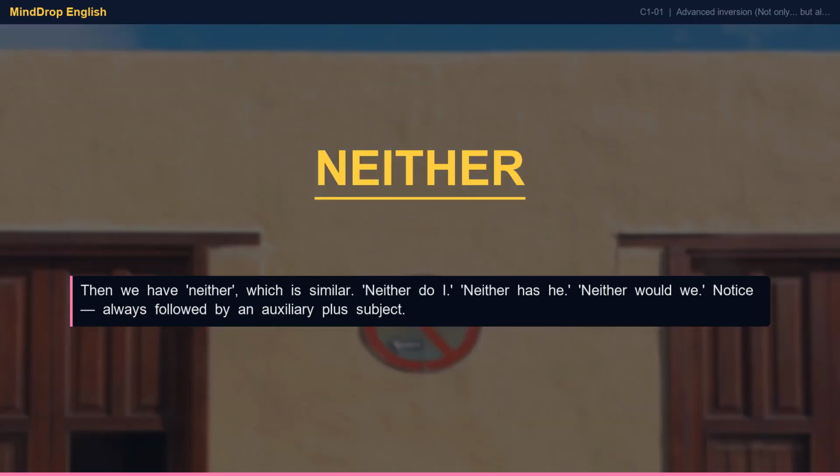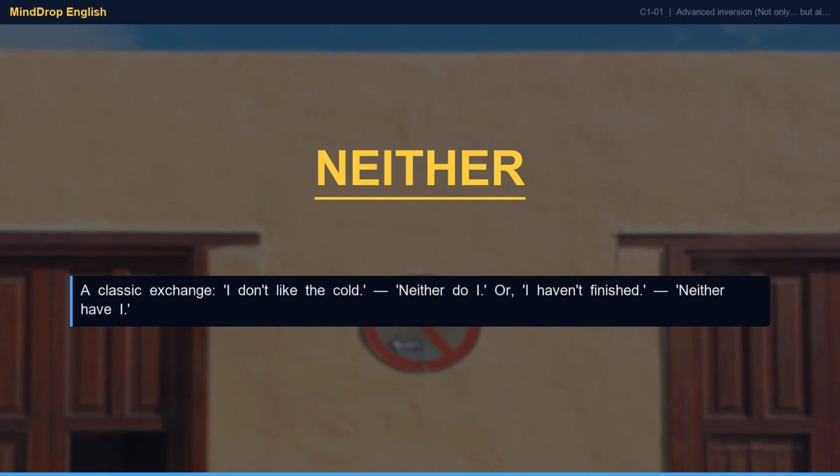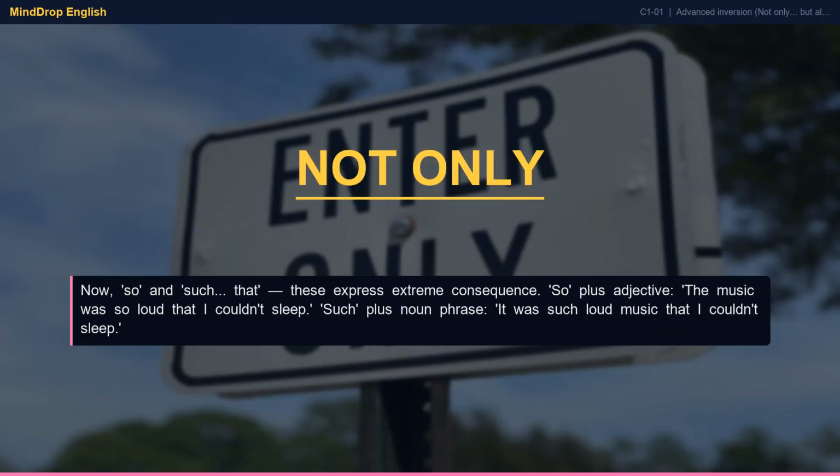Then we have neither, which is similar. Neither do I, neither has he. Neither would we. Notice, always followed by an auxiliary plus subject. A classic exchange. I don't like the cold. Neither do I. Or, I haven't finished. Neither have I.